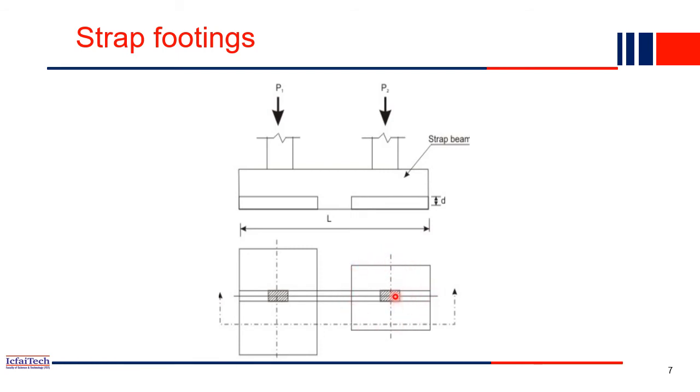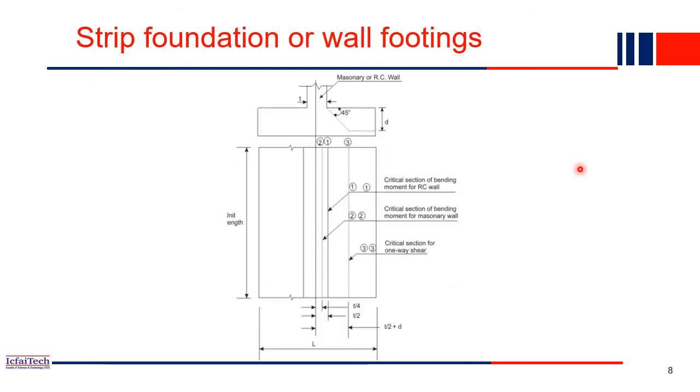Whatever loads are coming from this column, some load will be distributed to the nearby support through this beam. We call it strap beam here. The two isolated footings are connected through a beam, and that beam we call strap beam, just to take care of the sharing of loads. Maybe this footing also may require a larger area, but because of some constraint we cannot increase the footing size. Then we can make it a small footing, but some portion of the load can be transferred to the nearby footing through a beam, and this type of footing we call strap footing.